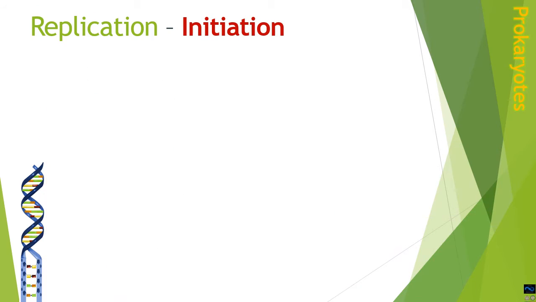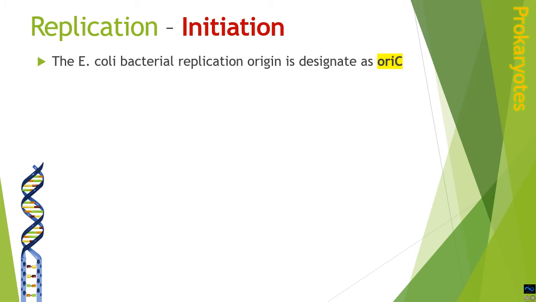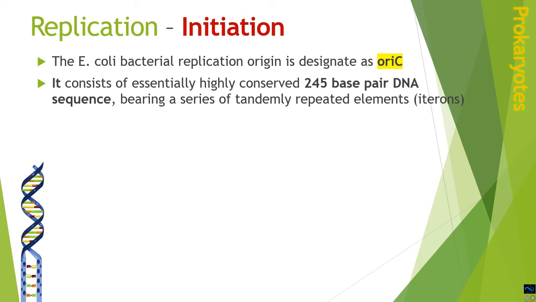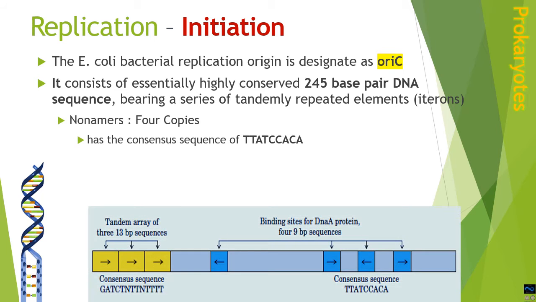In prokaryotes, as happens in E. coli, the replication origin is designated as oriC, origin of replication, and it usually consists of a highly conserved 245 base pair DNA sequence. Within this 245 base pair sequence, there is a repetition of certain tandem repeats. Those are called iterons, as you can see in the figure.